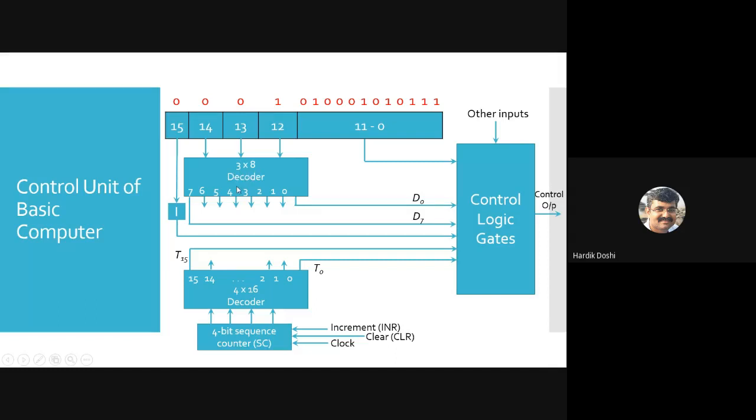3 to 8 decoder. 001 means, what is the decimal equivalent of 001? 1. So can I say my D1 line will be 1? Rest all will be 0. D0, D2, D3, D4, D5, D6 and D7 all will be 0. Only D1 will be 1. Yes or no?